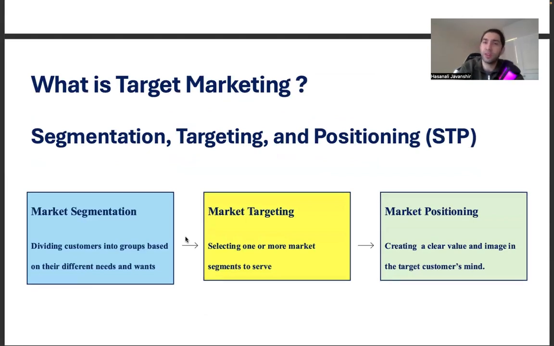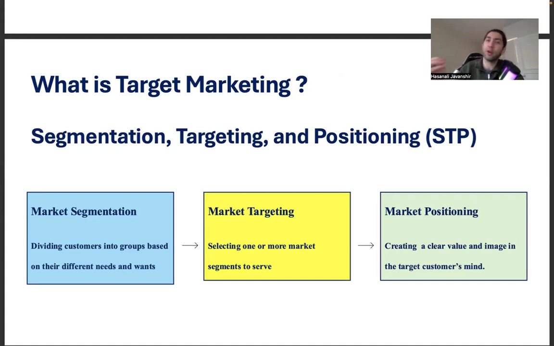So what is market segmentation? We'll look at all these stages separately, but briefly, market segmentation is dividing customers into groups based on their different needs and wants. Then comes market targeting, which is selecting one or more of these market segments to enter or serve. And then comes market positioning, where after all that, you create a clear value and image in the customer's mind to attract them.